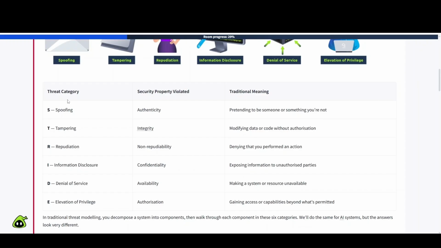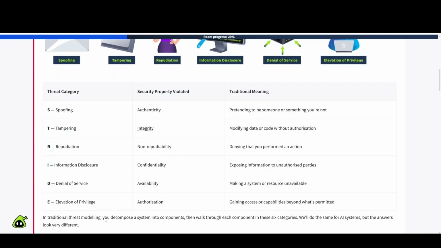So we're going to go through those right here in this little table. We have threat category, security property violated, and traditional meaning. So the S is spoofing, authenticity: pretending to be someone or something you're not. T, tampering, integrity: modifying data or code without authorization. R, repudiation, non-repudiation: denying that you performed an action. I, information disclosure, confidentiality: exposing information to unauthorized parties. D, denial of service, availability: making a system or resource unavailable. And E, elevation of privilege, authorization: gaining access or capabilities beyond what's permitted.